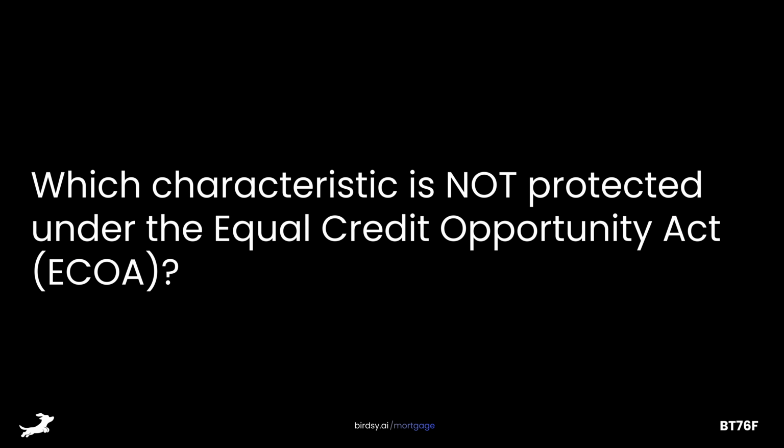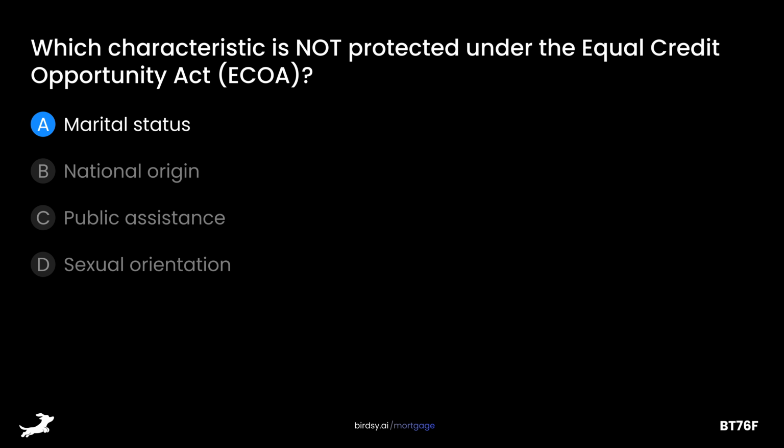Which characteristic is not protected under the Equal Credit Opportunity Act? Is it A, marital status, B, national origin, C, public assistance, or D, sexual orientation? The answer is D, sexual orientation.